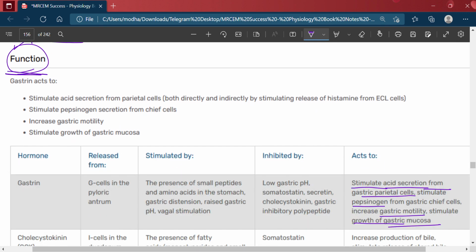Function: gastrin acts to stimulate acid secretion from the parietal cells, both directly and indirectly by stimulating release of histamine from the ECL cells. Then it stimulates pepsinogen secretion from the chief cells, increases gastric motility, and stimulates growth of gastric mucosa.